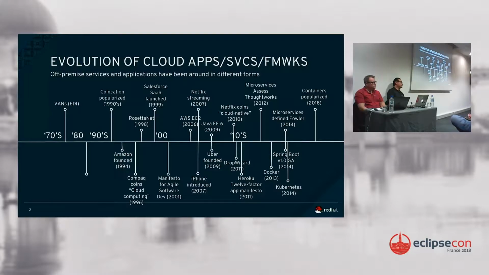So first of all, I'd like to go over the evolution of cloud frameworks, applications, and services. The concept of running your workloads off-premise is nothing new. It's been around since the 70s. Back then, there used to be these networks called VANs, value-added networks, and they were specialized on running EDI workloads. So organizations would run workloads on those VANs with dedicated connections to them.